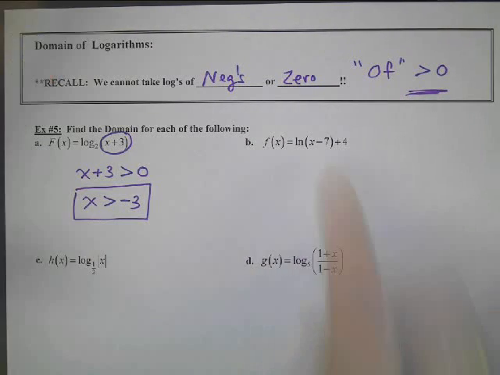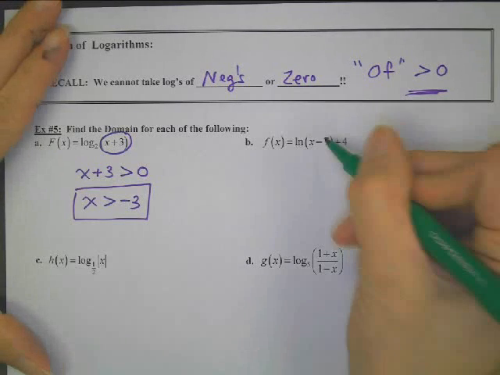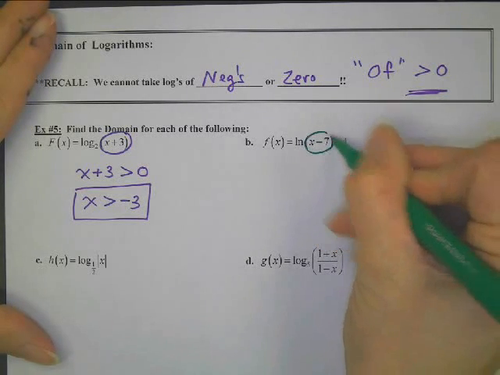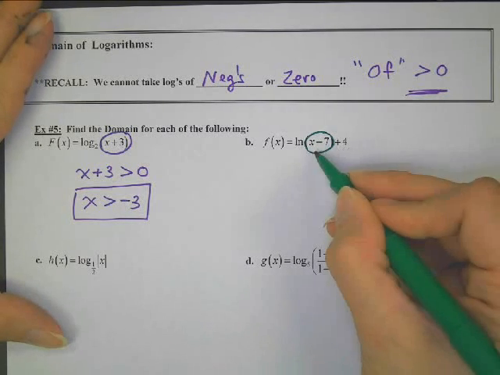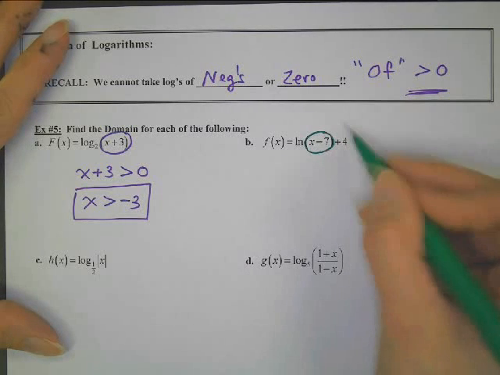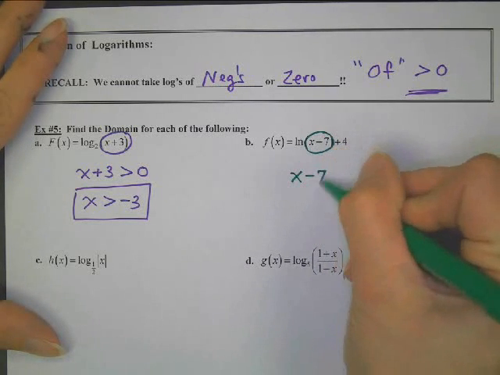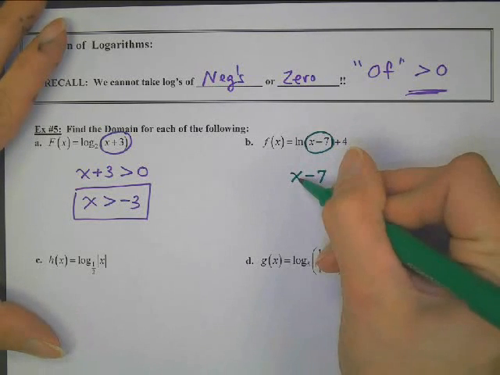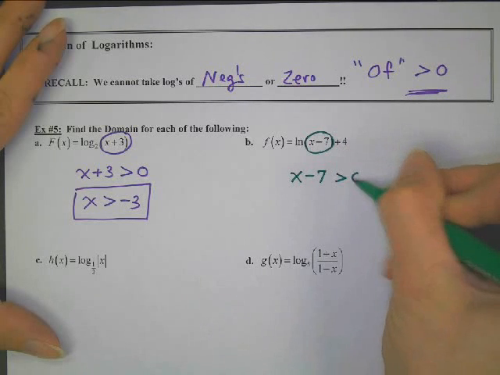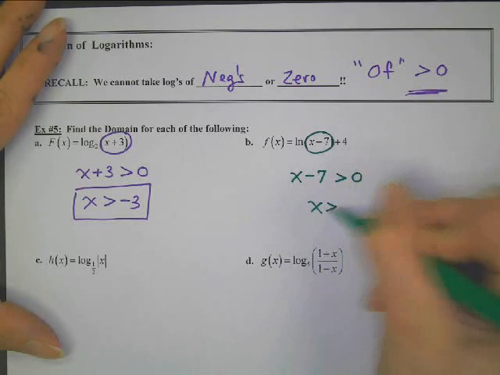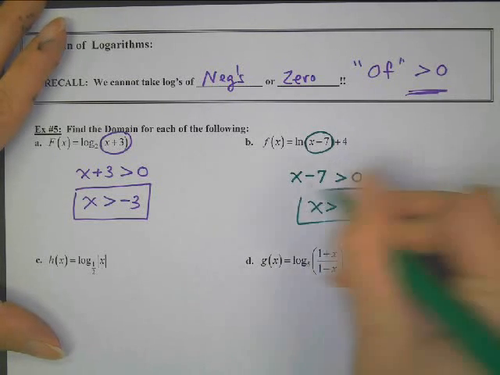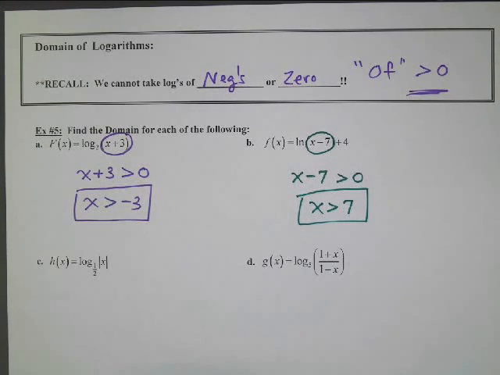All right, let's look at this next one here. Natural log of x minus 7. So you isolate the "of." I know it says plus 4, but that's not in the "of," so who cares about that? That's just there to be fancy. The thing that's being taken the natural log of must be greater than 0. So x must be greater than 7. That's all you do. You look at the "of"s.